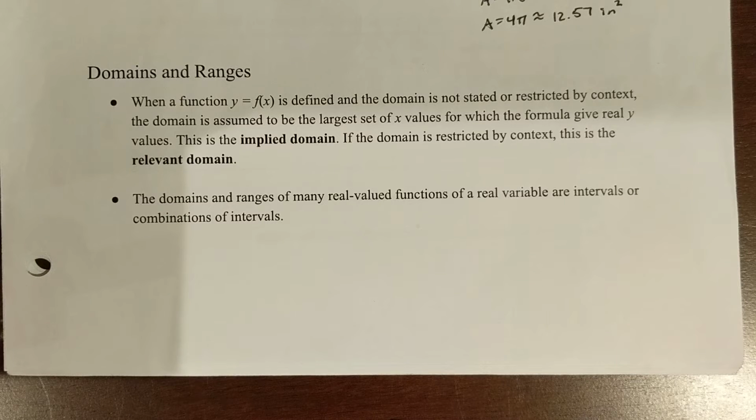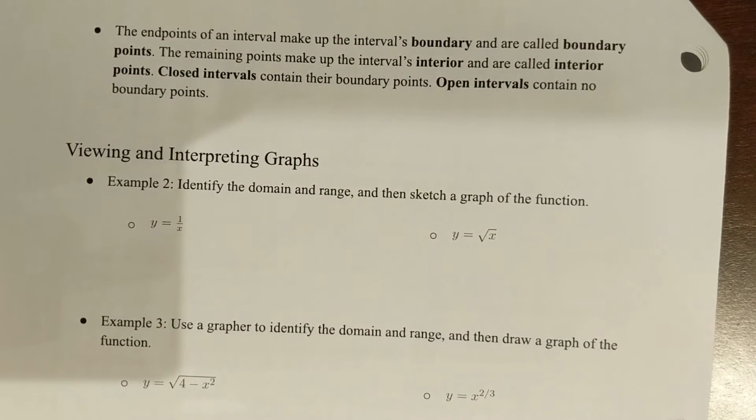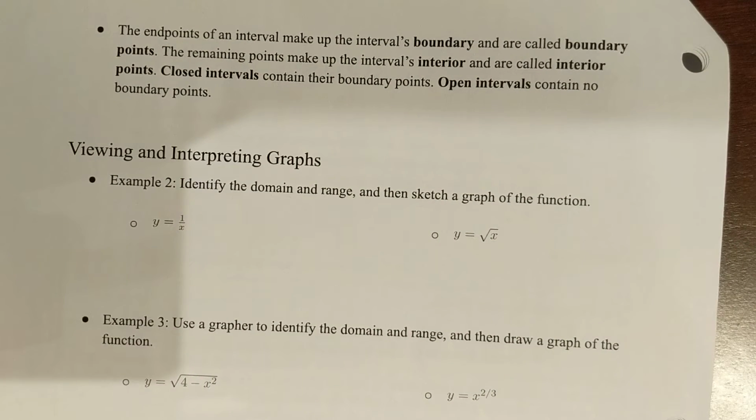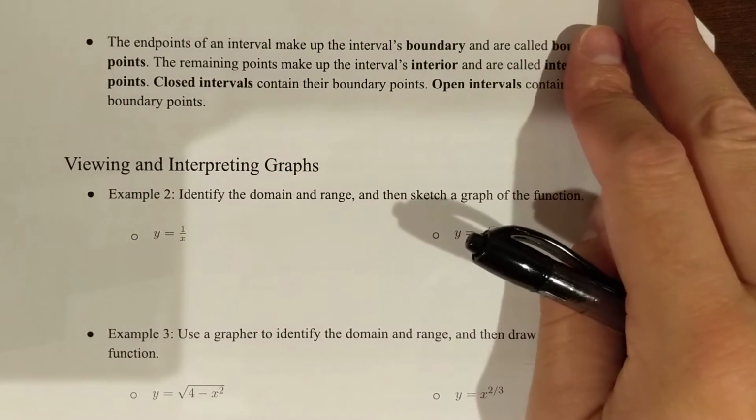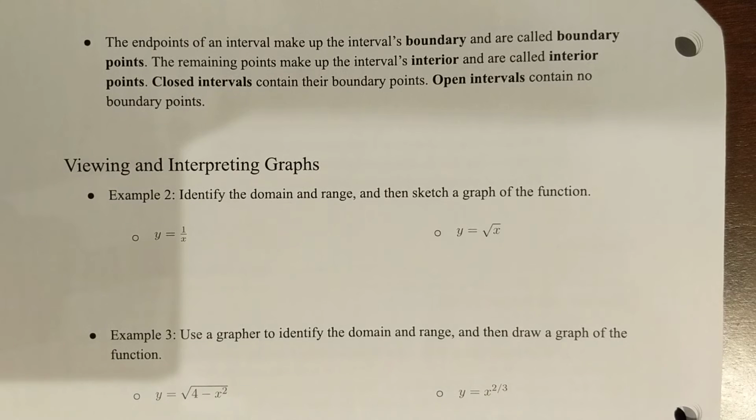That's a relevant domain. So the domains and ranges of many real valued functions of a real variable are intervals or the combination of some intervals. Okay, so the endpoints of an interval make up the boundary and are called boundary points. The remaining points are the interior and called interior points. Closed intervals contain their boundary points, meaning you're using a less than or equal to or a greater than or equal to. Open intervals contain no boundary points, so regular less than, regular greater than. If you remember the open circle and closed circle from plotting on a number line, that's what it's referring to.